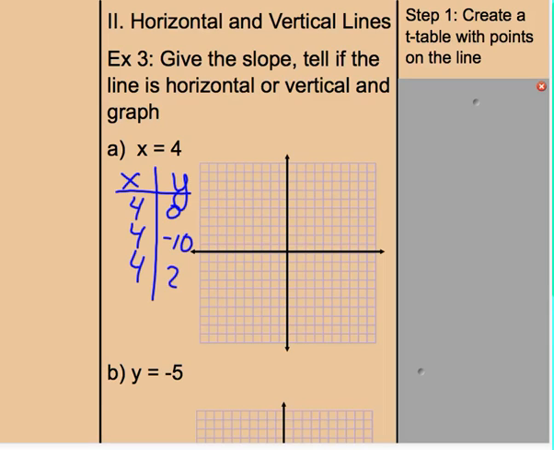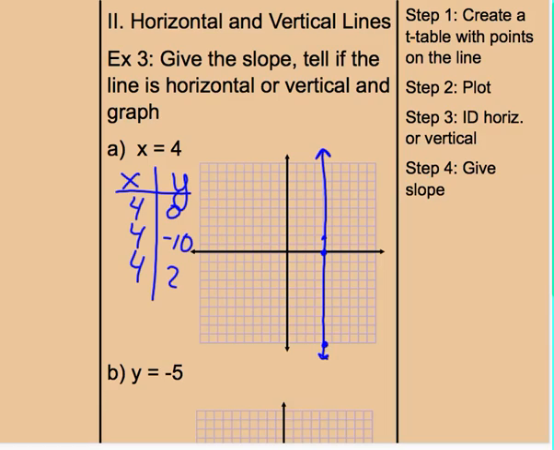Plot the points. 4, 0. 4, negative 10. 4, 2. Well, you know what? Now I can see my line goes through those 3 points, and I can answer the rest of the questions. Is it horizontal or vertical? It's vertical. Give the slope. If you remember from that cheesy slope dude video we watched, the undefined was the vertical line, so the slope is undefined.